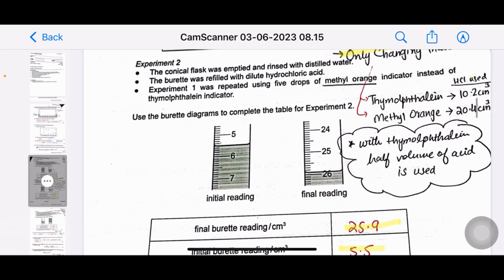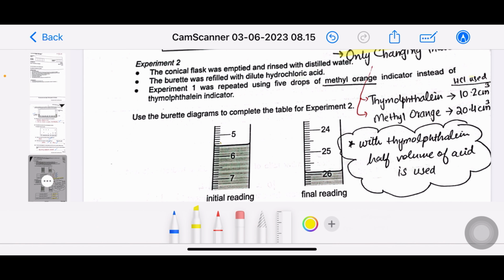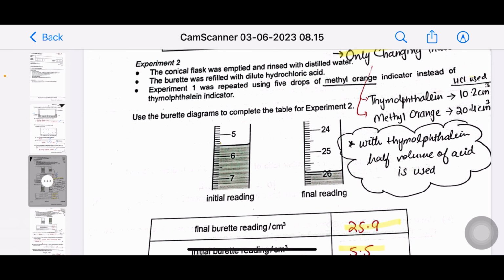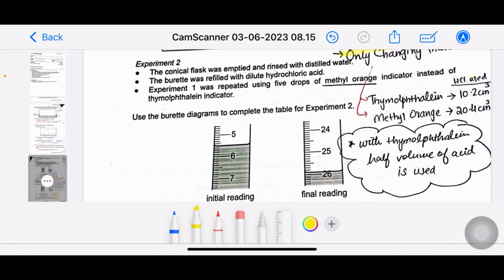In this experiment, we can check that they have only changed the indicator, and by changing the indicator, the volume of HCl used is different. With thymolphthalein 10.2 cubic centimeters of HCl was used, but by changing the indicator to methyl orange, now double the volume of HCl is used.